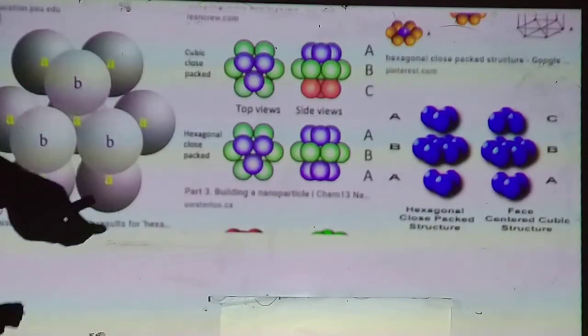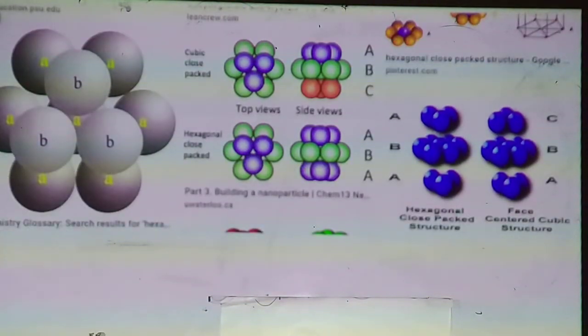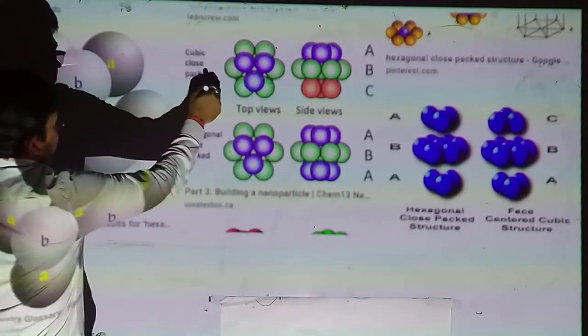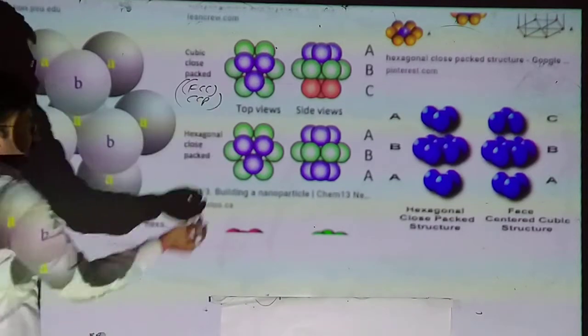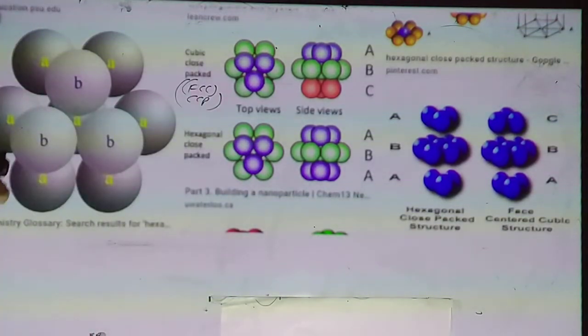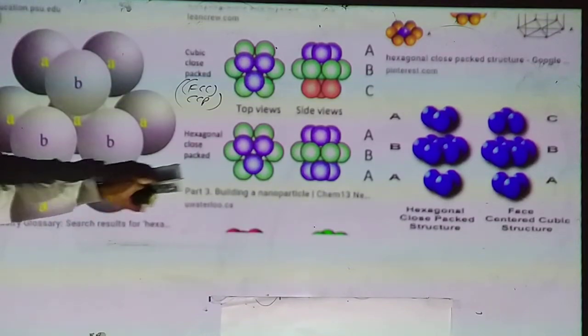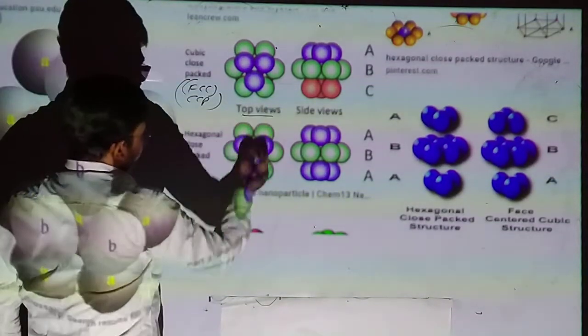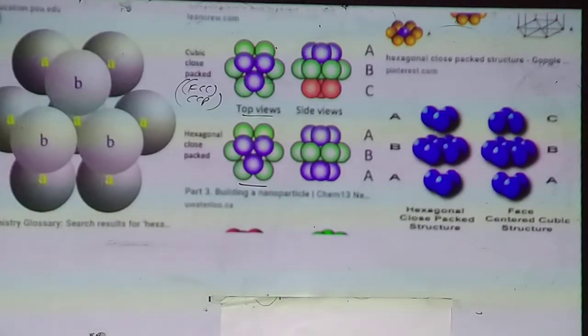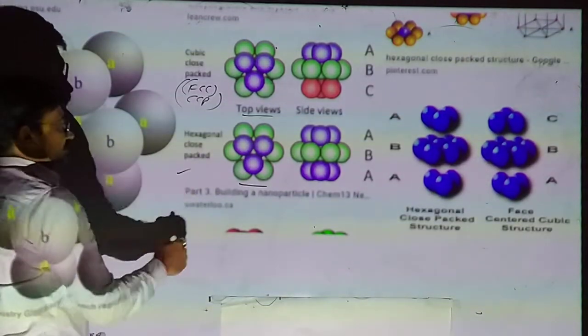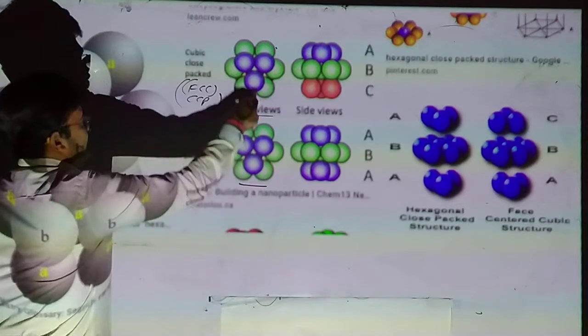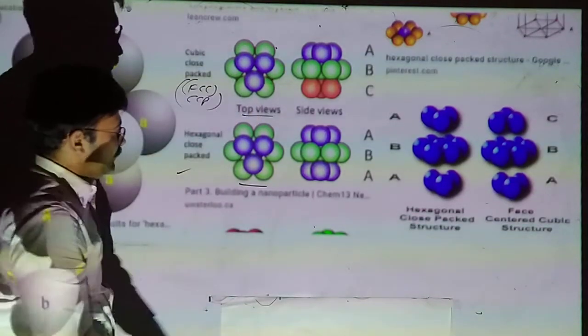Here is a comparison between FCC and hexagonal close pack. FCC means cubic close pack. Here layer A has 7 spheres, 1, 2, 3, 4, 5. Layer B has 3. 7 upon 3 is arranged. This one is the top view. From the top both appear the same. 7 and upon 3 both appear the same.